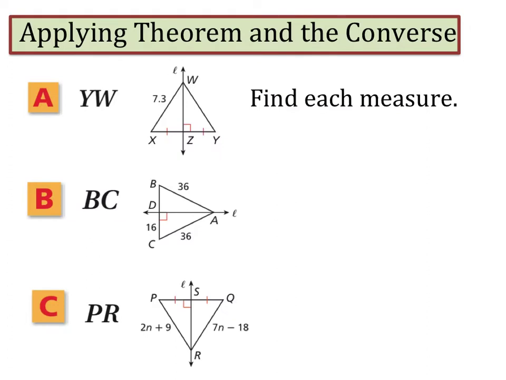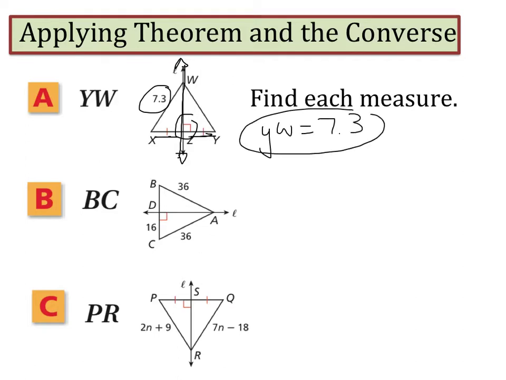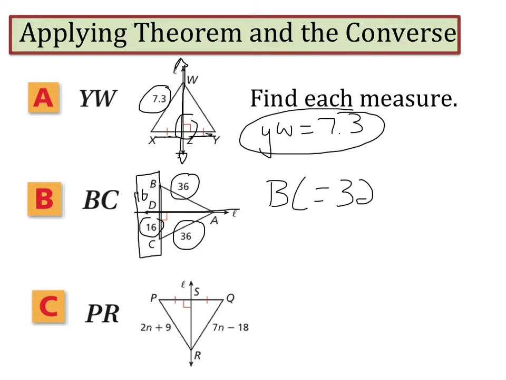If we look at example A, we see that we have line WZ, which is a perpendicular bisector of XY. It's split these into two congruent segments. So if this is 7.3, then YW has to be 7.3. For B, it's asking us to find the length of this entire segment BC. Since these are the same, we know that this must be a perpendicular bisector. So this is 16, that means this has to be 16. So that means BC has to be 32.